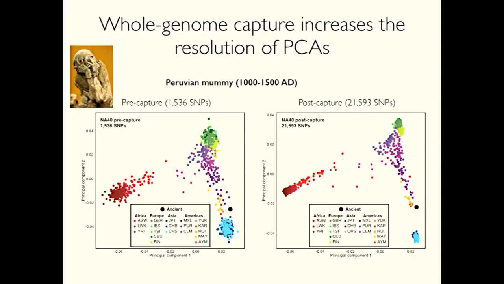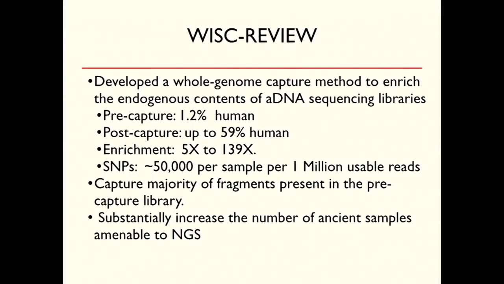So this was our first example of how this could work. Just to briefly review, we're going from about 1% human upward to 60% human. It's really opening up a whole new set of samples. And so I want to close with two such samples that for us have been particularly important, and we hope representative of where this is going.